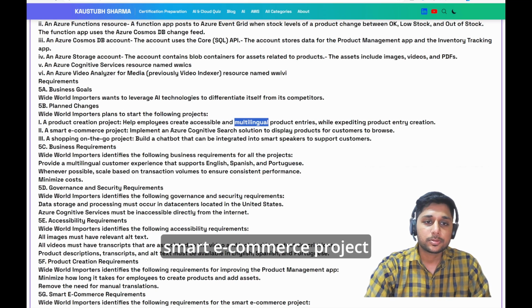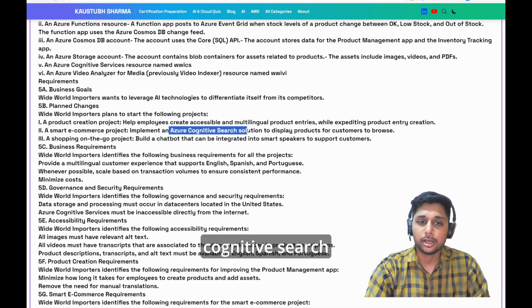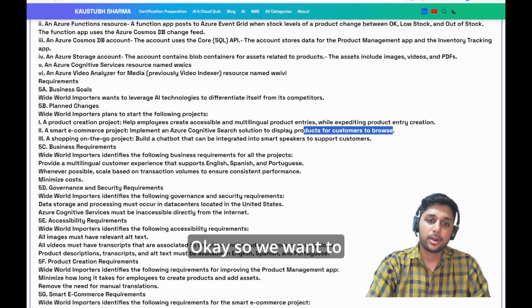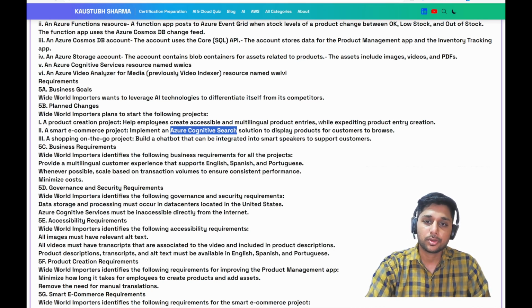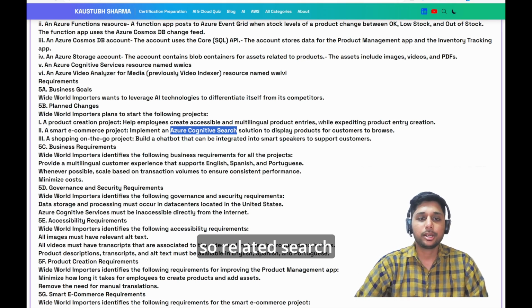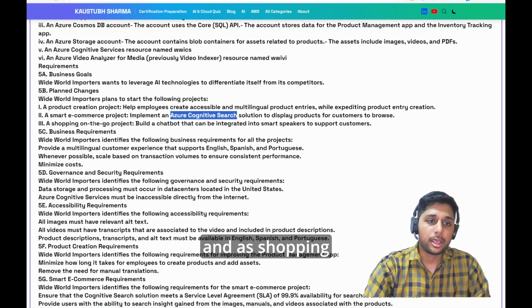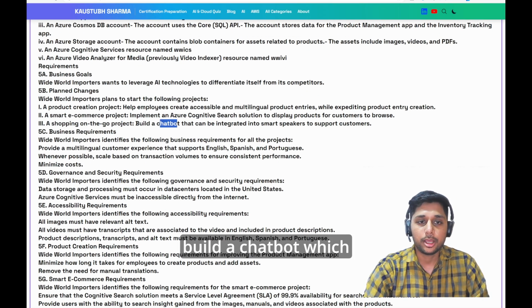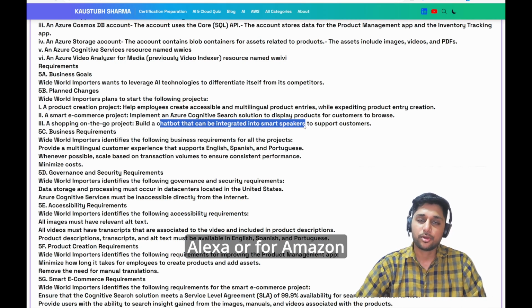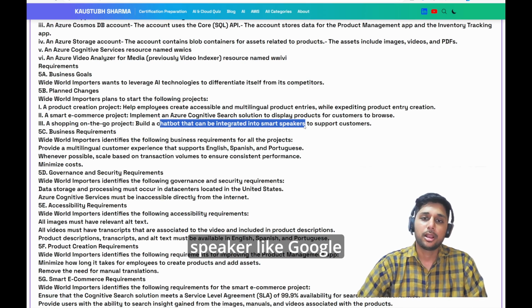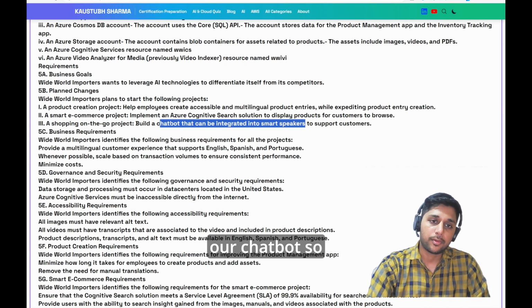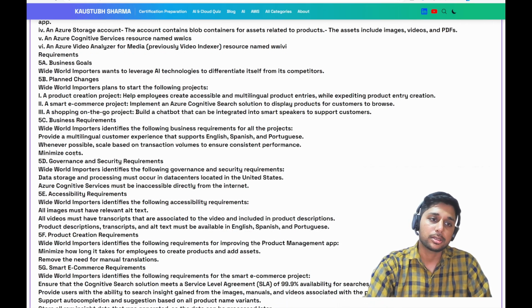Then there is a smart e-commerce project which implements cognitive search to display products for customers to browse. We want to utilize a cognitive service search solution to display what our customers are browsing, so basically related searches. And then a shopping on the go project, where we want to build a chatbot which can be integrated into smart speakers, just like Alexa for Amazon or any other smart speaker like Google Nest. We want to integrate our chatbot with that, so we can support our customers.